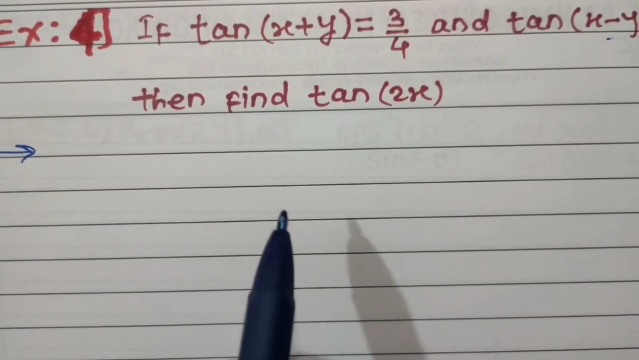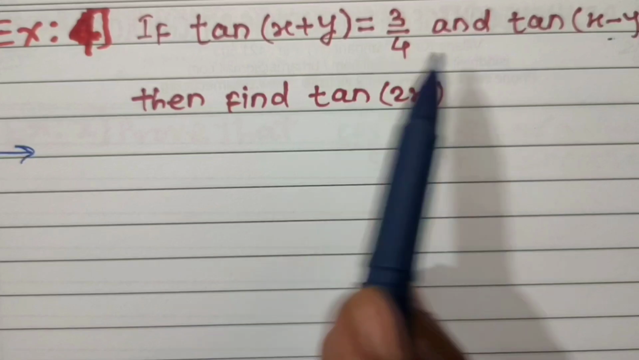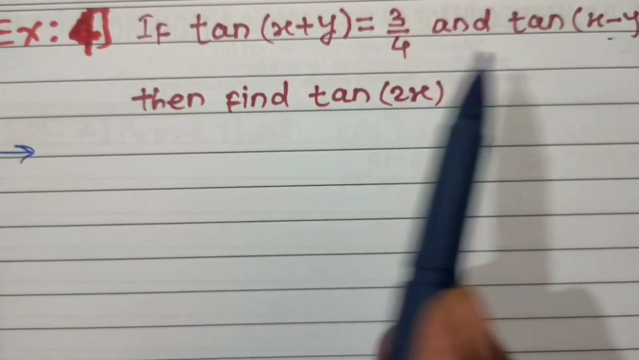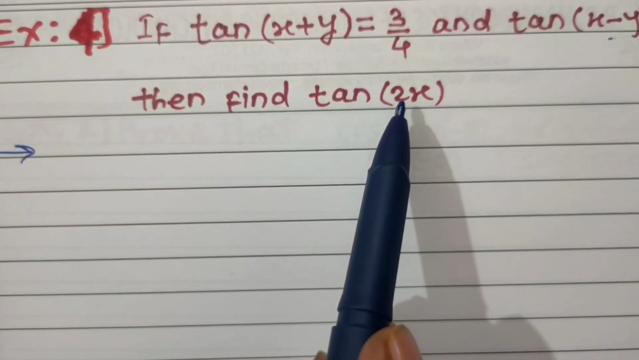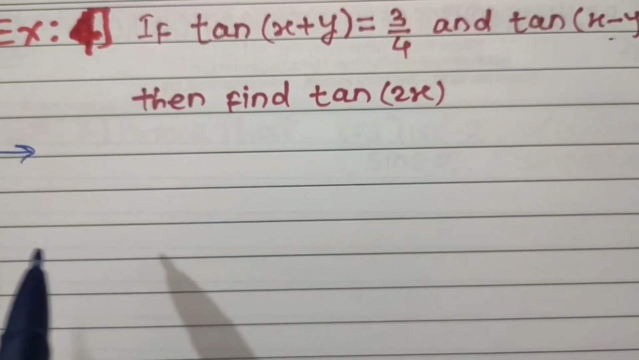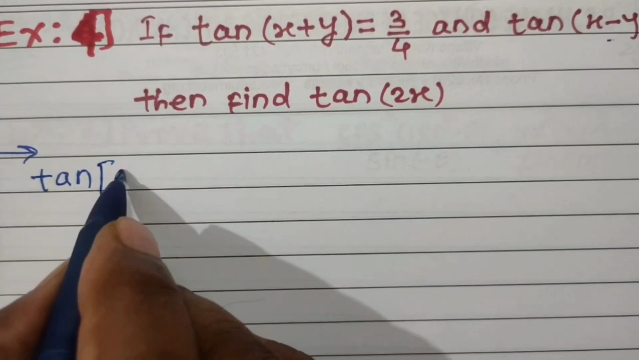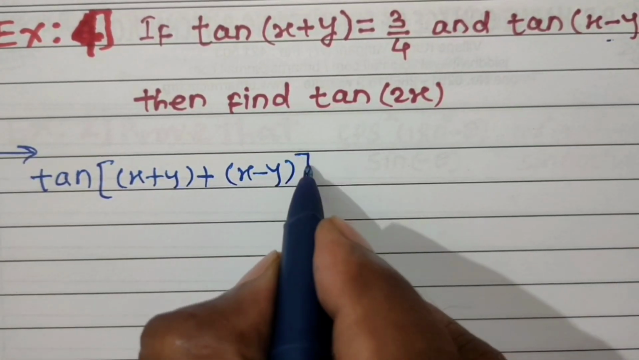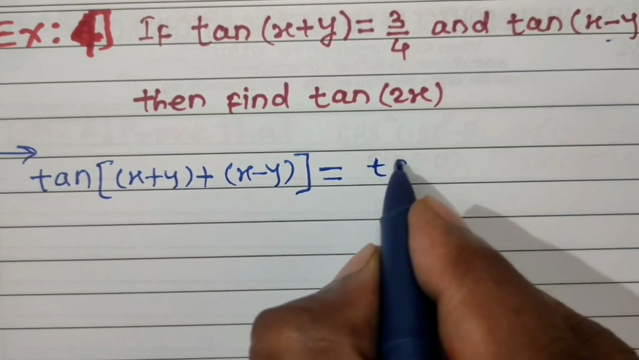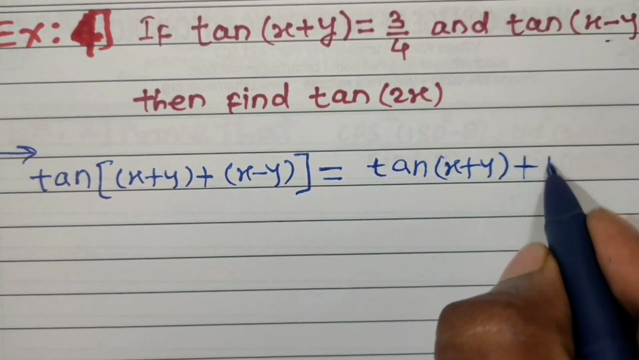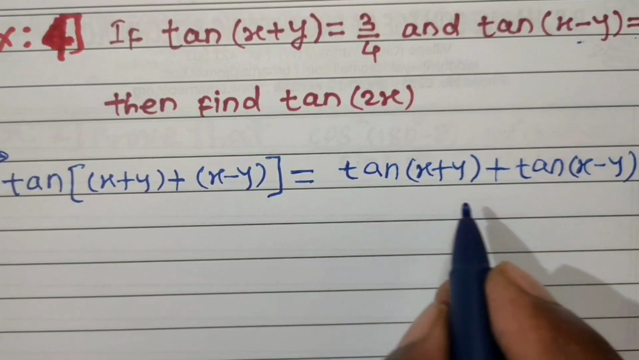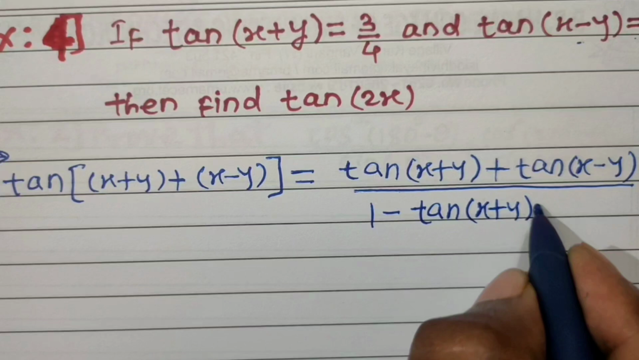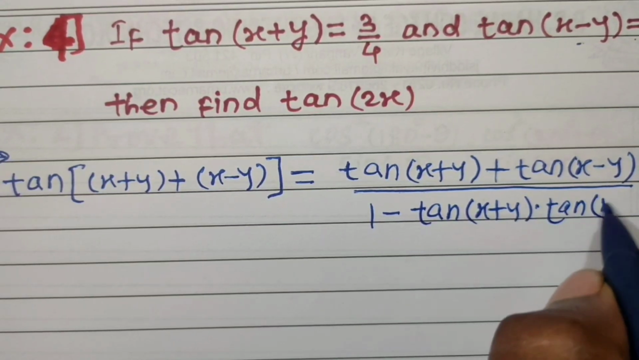Solution for this. You know tan of x plus y is 3 upon 4 and tan of x minus y is 1 upon 3. If we take addition of x plus y and x minus y, that gives 2x. Okay. So we can write here tan of x plus y plus x minus y. This is equal to tan of x plus y plus tan of x minus y divided by 1 minus tan of x plus y into tan of x minus y.